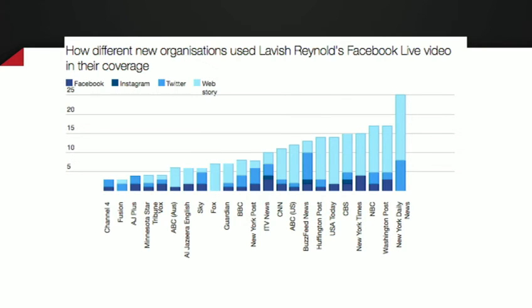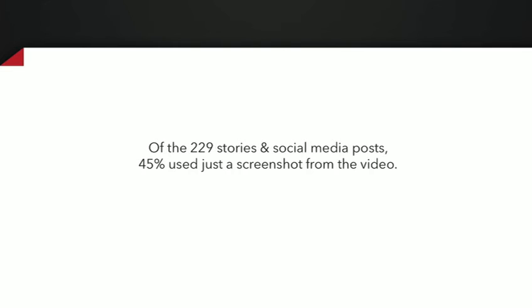It was very interesting to see, I'm not sure how well you can see that slide, but at the far end here, you have the New York Daily News, who published an enormous amount of content, over 25 stories on it, compared to Fusion, which of course takes stories around ethnic communities very seriously. They deliberately did very few stories, or they did stories, but they didn't include the visuals. And that difference in the choices made by editors about how to use that video was really the key to the research. So of the 229 stories, 45% used just a screenshot from the video.